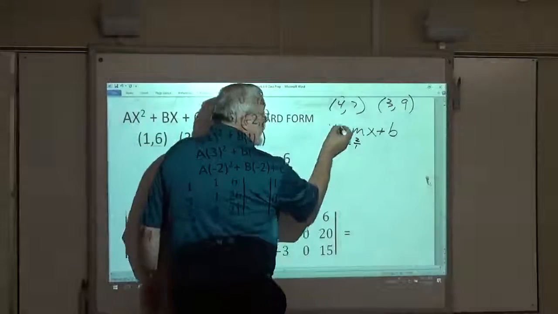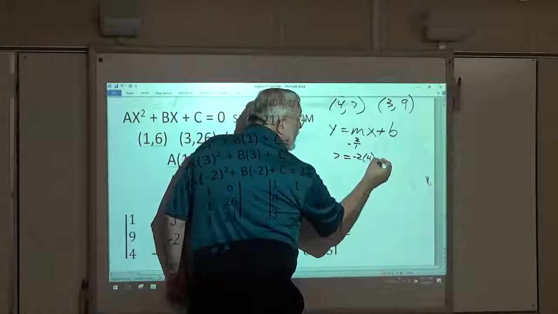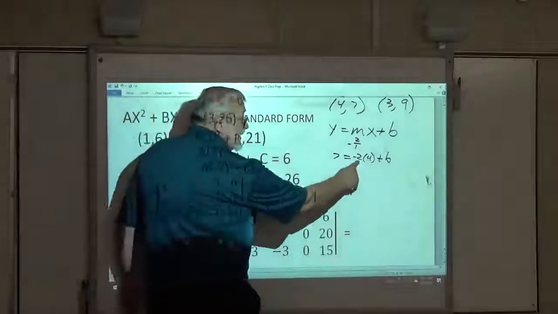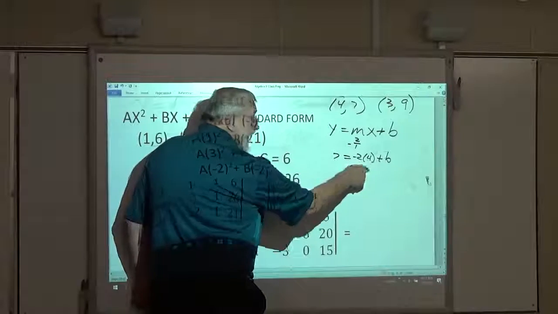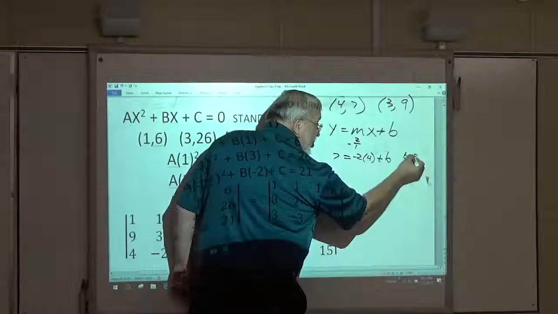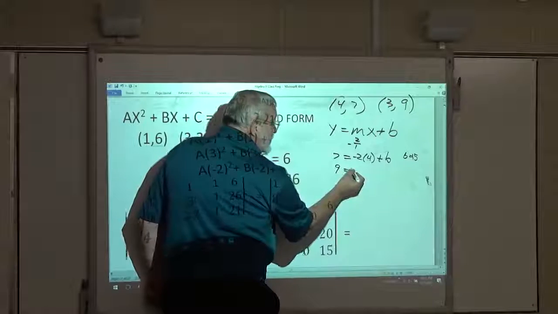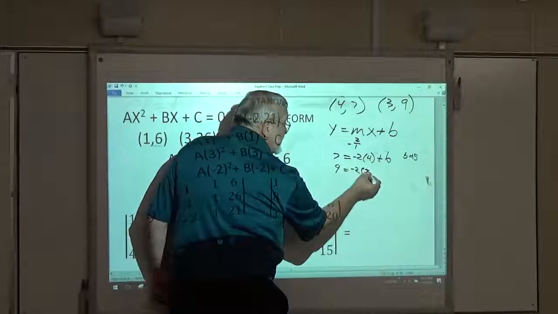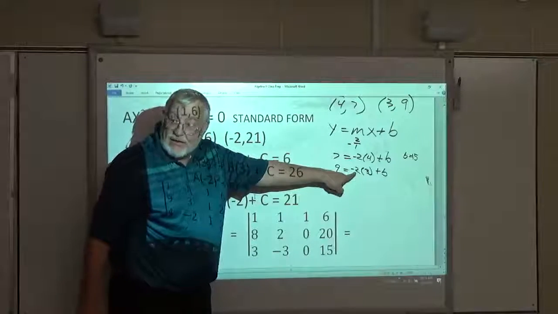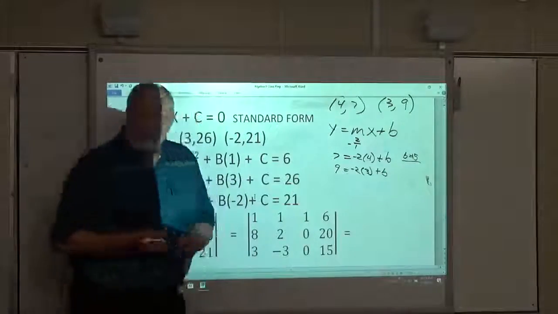So I have, for a y value, 7 equals -2 times 4 plus b. Right? How much is this? -8. Add it to both sides. I get b equals 15. Now, suppose I use this one. I would have 9 equals -2 times 3 plus b. What is -2 times 3? -6. Add 6 to both sides, and you still get b is 15.